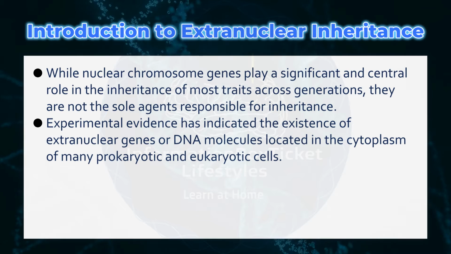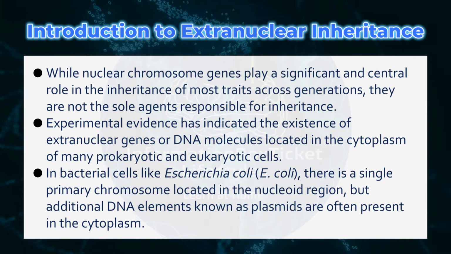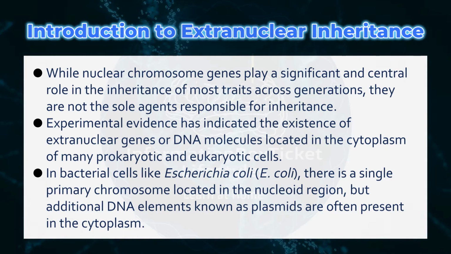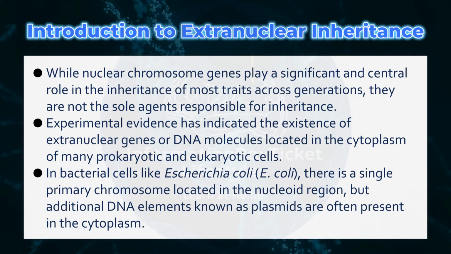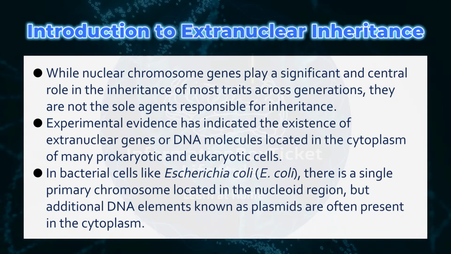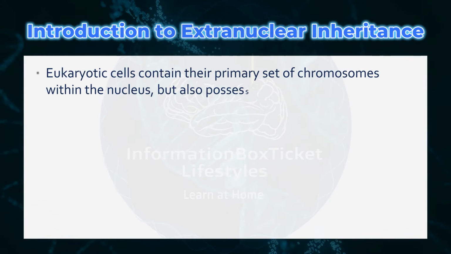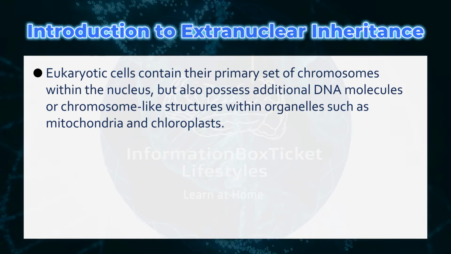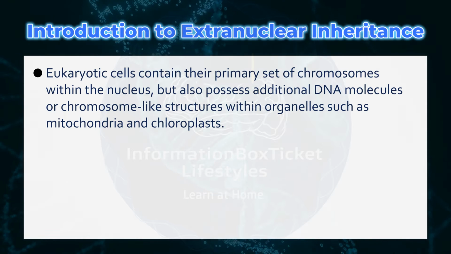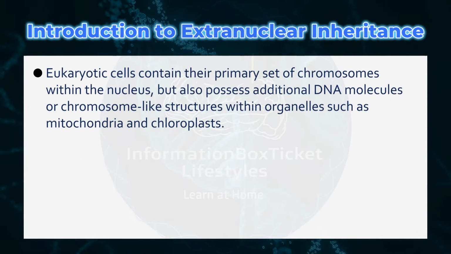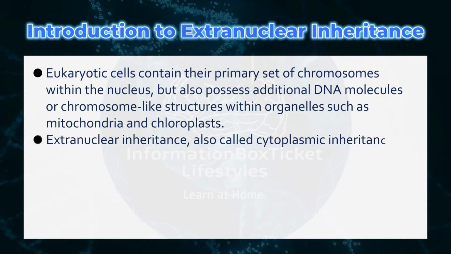eukaryotic cells. In bacterial cells like Escherichia coli, E. coli, there is a single primary chromosome located in the nucleoid region, but additional DNA elements known as plasmids are often present in the cytoplasm. Eukaryotic cells contain their primary set of chromosomes within the nucleus, but also possess additional DNA molecules or chromosome-like structures within organelles, such as mitochondria and chloroplasts.